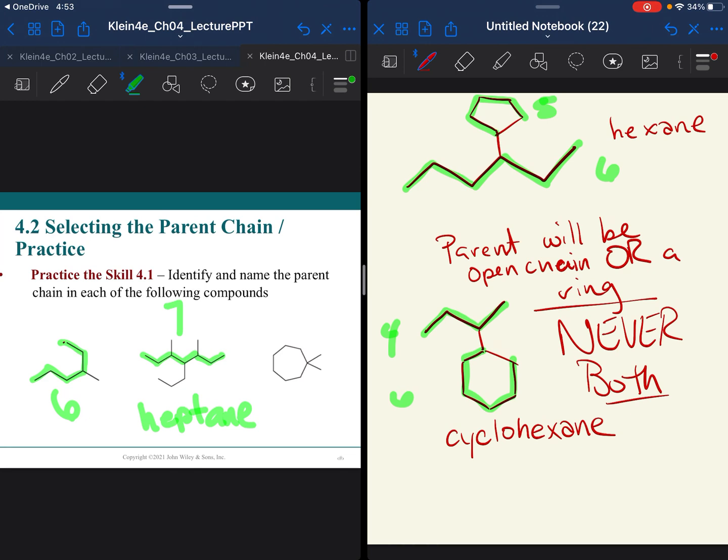And then lastly, well, the open chains, there's just one little carbon under each of those dots. But the ring is 1, 2, 3, 4, 5, 6, 7. So the parent here would be cycloheptane. All right, so you want to make sure that you find the correct parent.